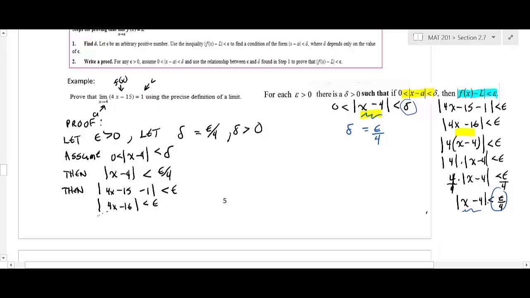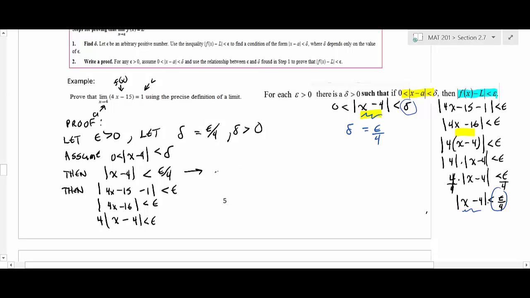And then we can go ahead and factor that 4 out, so we get 4 times the absolute value of x minus 4 is less than epsilon, like that. Okay, then from this conclusion, what we can go ahead and do is this. You can take this now and multiply both sides by 4.